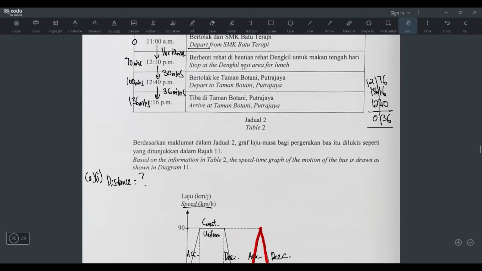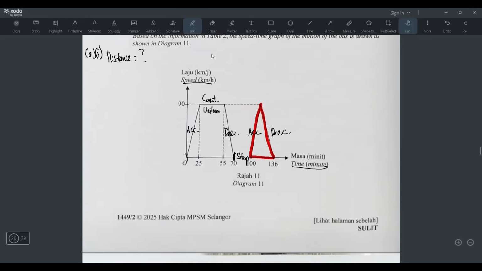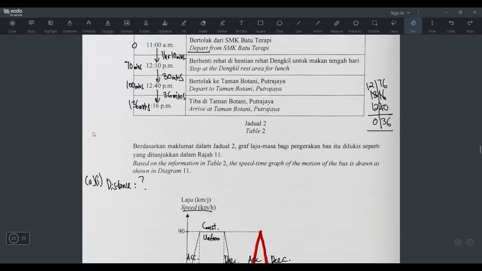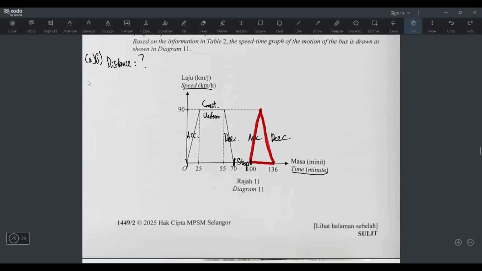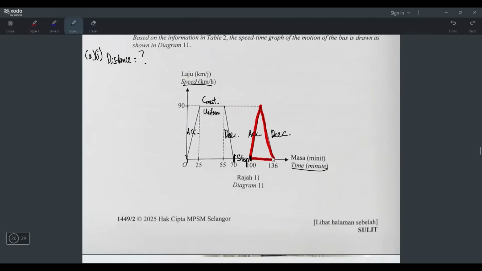I mean, sorry, the distance from the Dengkil rest area. Yeah, the rest area, because it stops at the rest area here. And then after the rest it departs to Taman Botani, and 1:16 is when it arrives at Taman Botani. So we are finding the distance between the rest area and the Taman Botani. So how do we find the distance here?